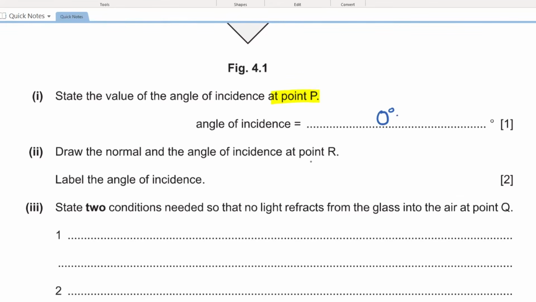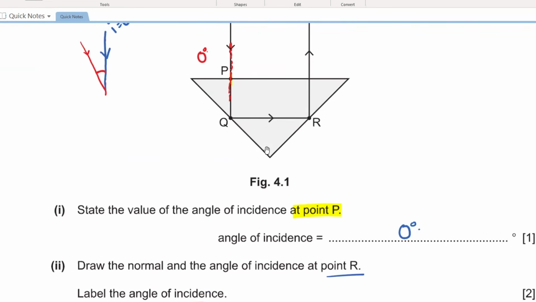Draw the normal and the angle of incidence at point R. Label the angle of incidence. Perfect. Let's see where is point R. यहाँ पे point R है. बेटा अब हमेशा क्या याद रखना है? Always remember what is a normal. Normal is a 90-degree line like this. So you can draw a 90-degree line like this. Normal is a 90-degree line to the barrier or to the glass prism. This is your normal here. So let's mark it. This is my normal.